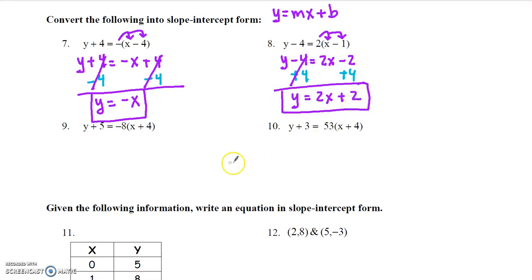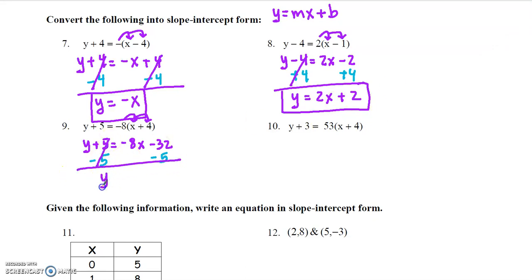Okay, let's keep going. Number 9, again, I'm going to distribute. So I will have y plus 5 on the left, and on the right I will have a negative 8x, and then a negative 8 times 4 will give me a negative 32. Again, trying to get the y by itself, so I need to subtract 5 from the left. That means I subtract 5 from the right.